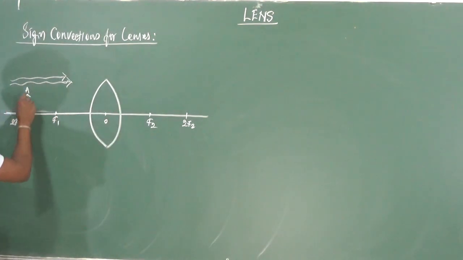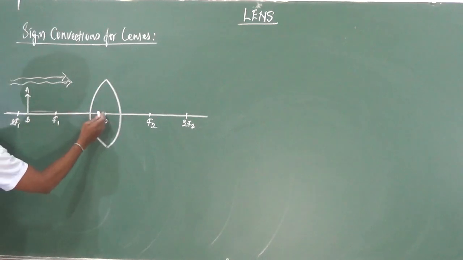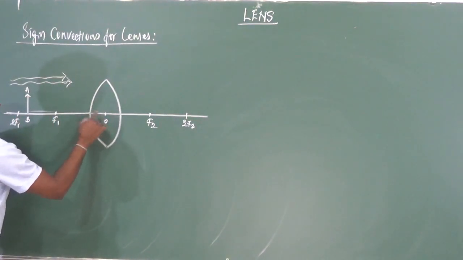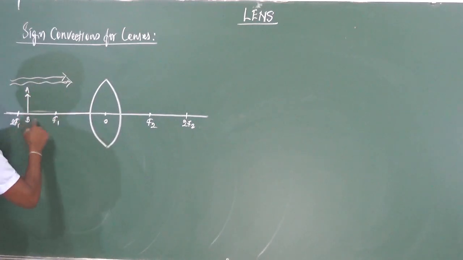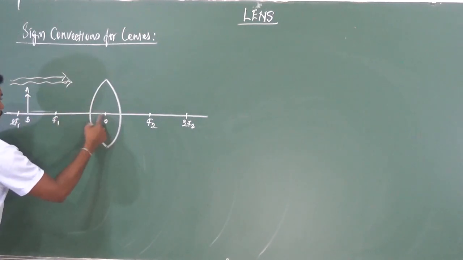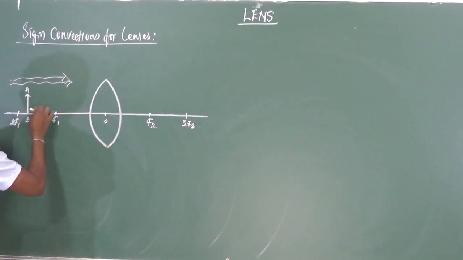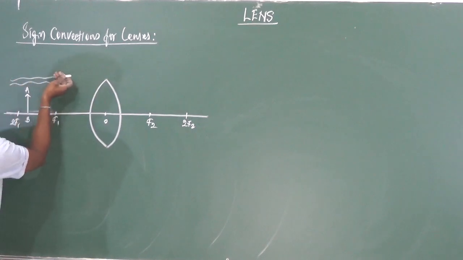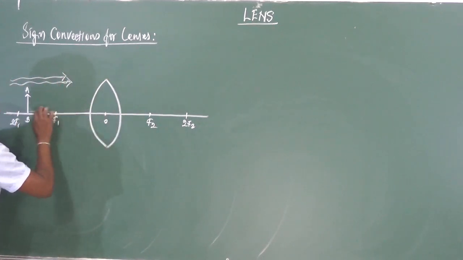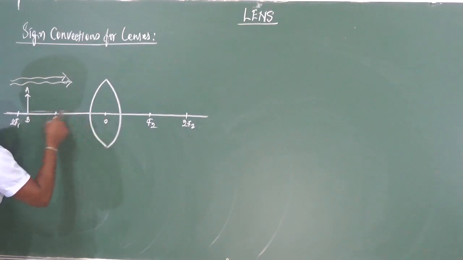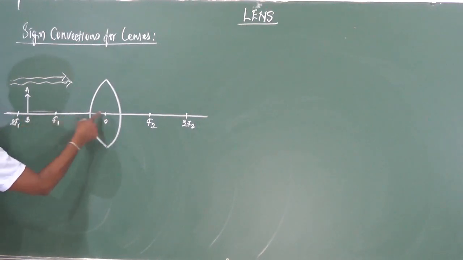Now, AB is the object that I have kept here at a certain distance from the lens. This is the optic center. The distance of the object from the optic center of the lens should be measured in this direction. But the light rays are moving in this direction, so you are measuring against the direction of the light rays. So this measurement, OB, is the object distance.